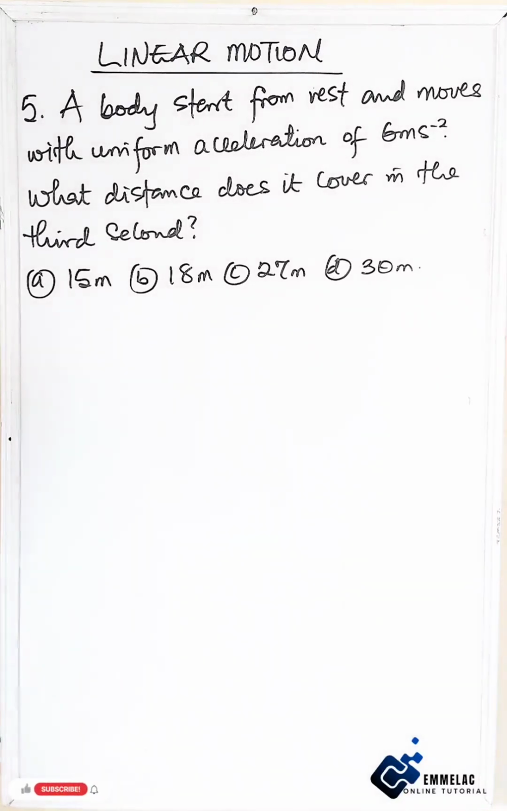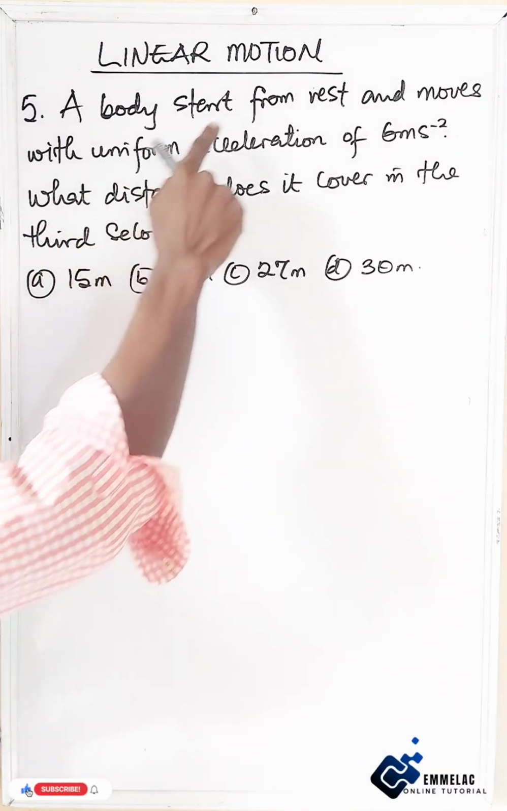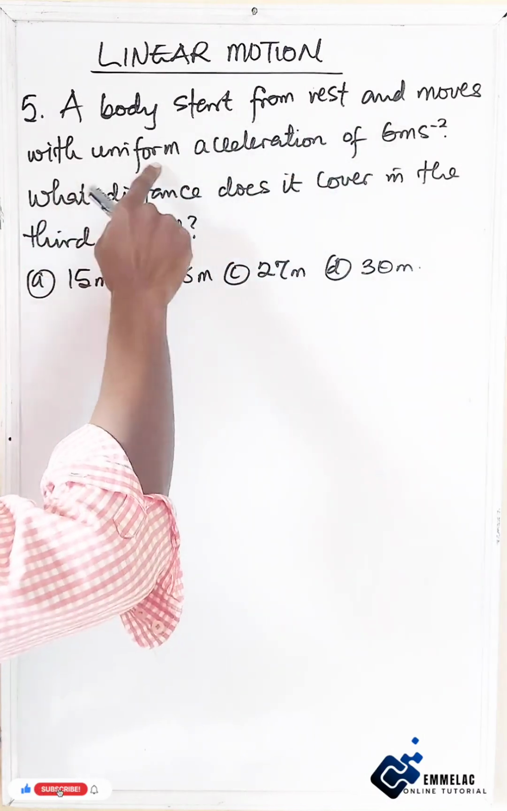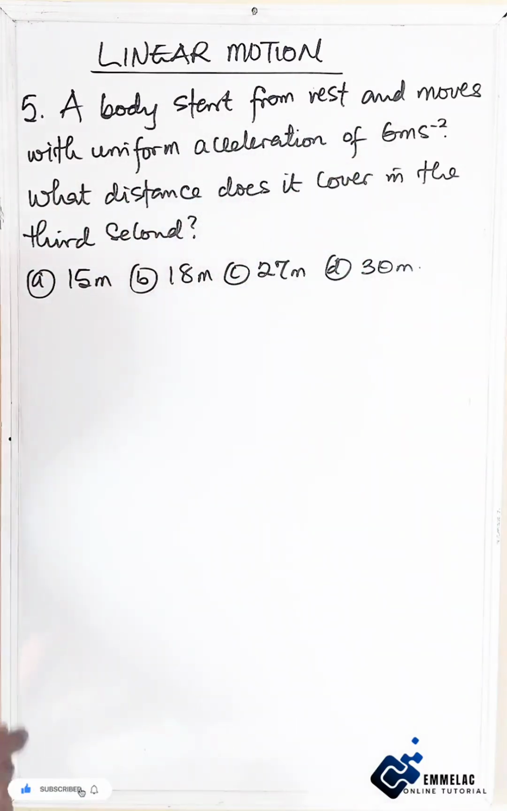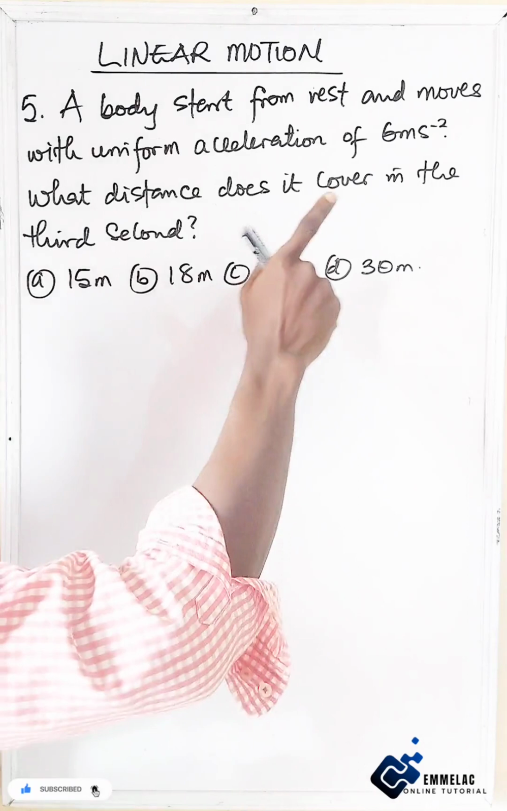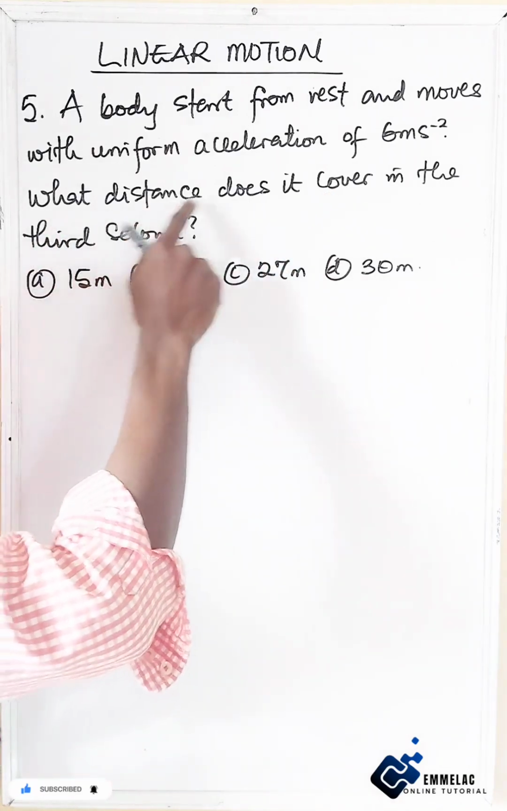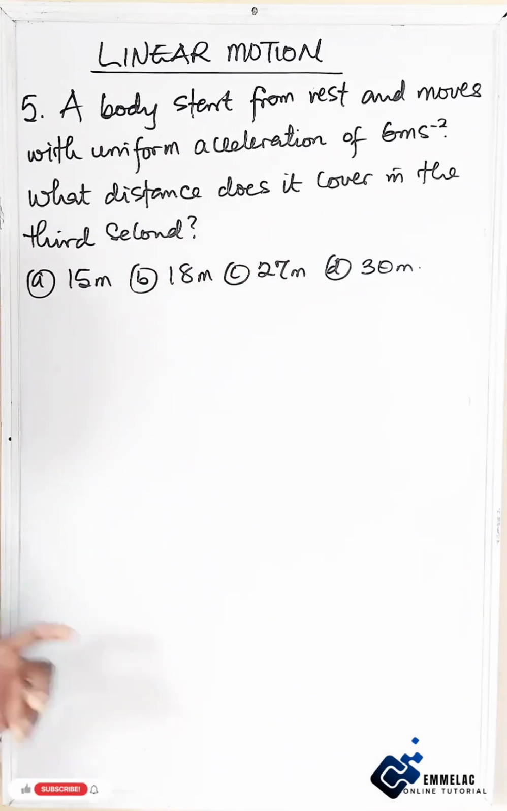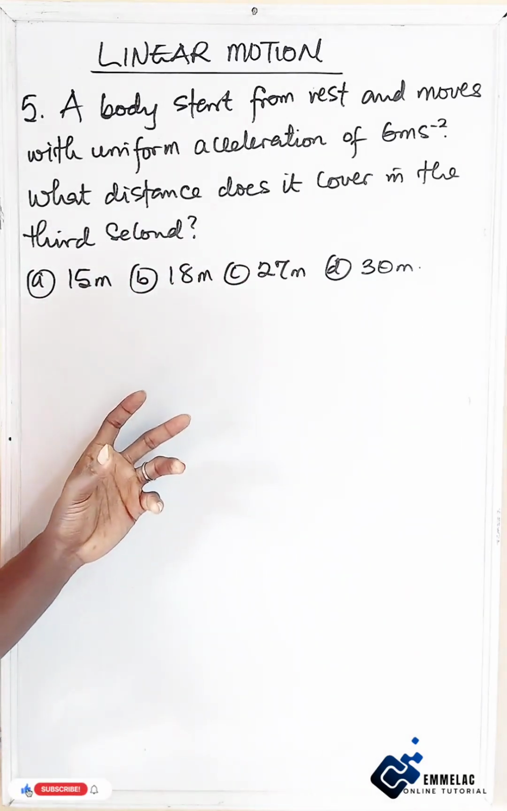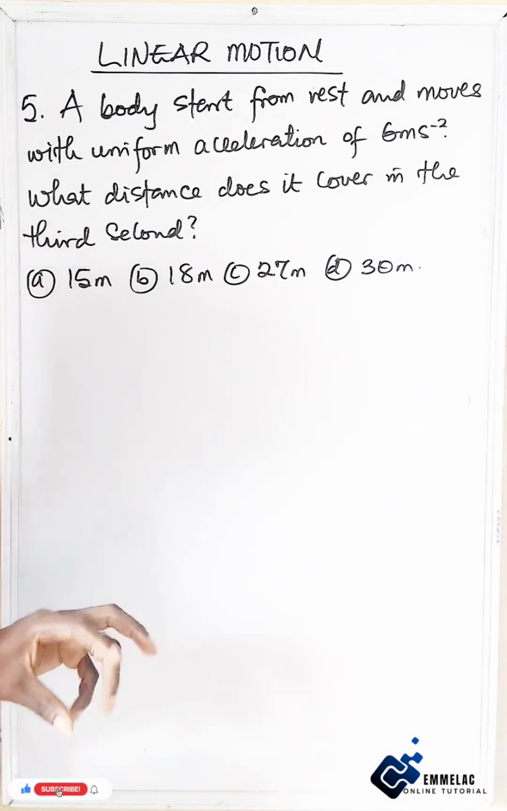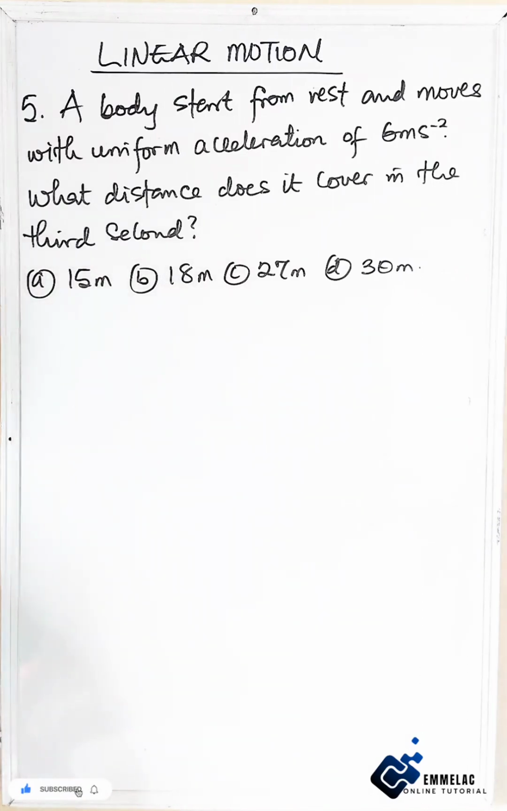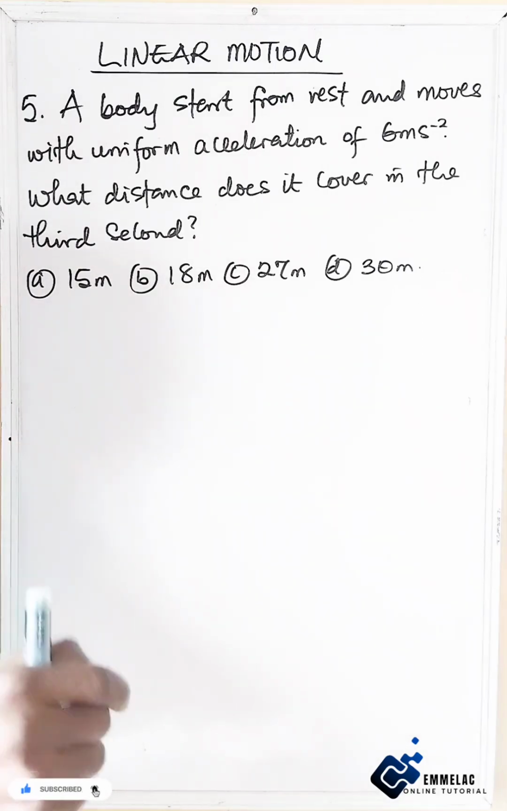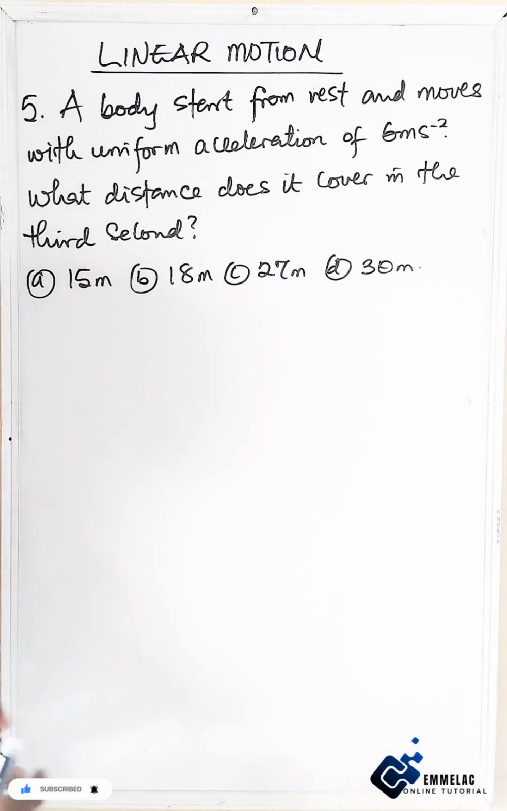Alright, number 5 says here, a body starts from rest and moves with uniform acceleration of 6 meters per second square. What distance does it cover in the third second? I believe we've done something similar like this, probably in the first or the second example. If you can do this, pause this video, attempt it, and you come back, let us see if you're right.